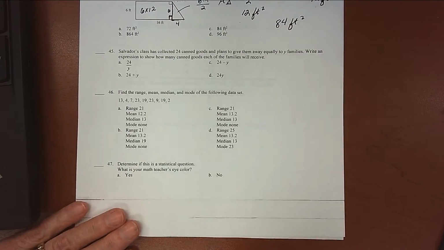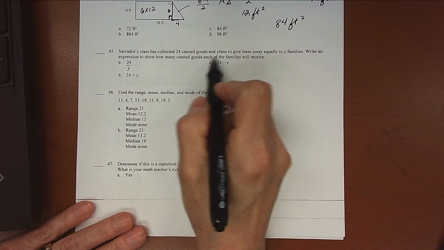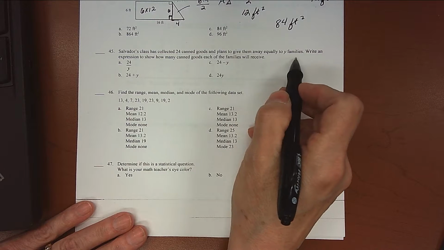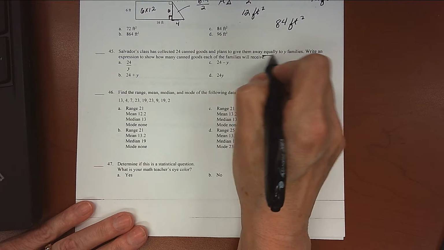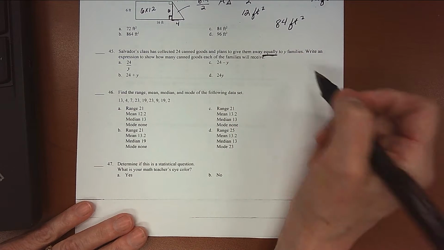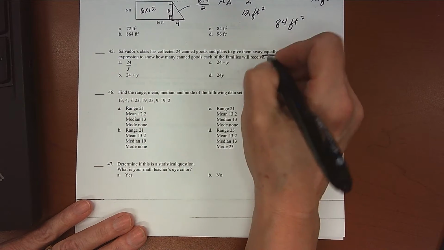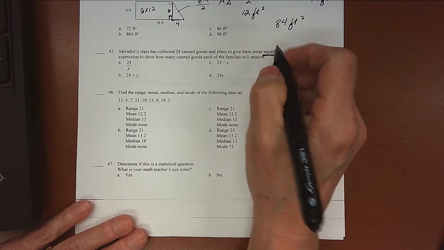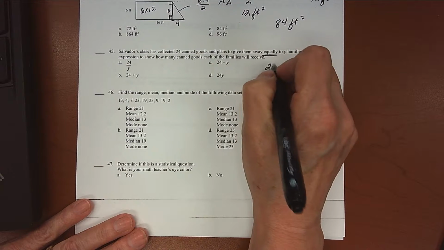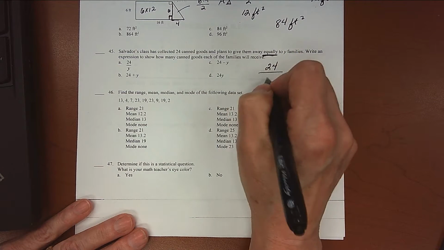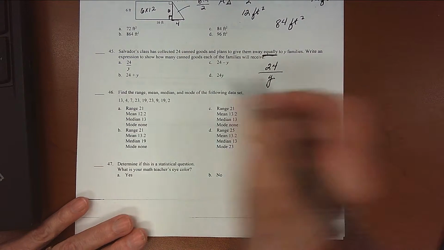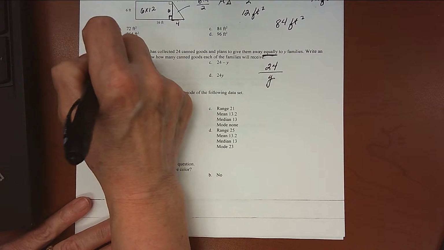Then we've got Salvador's class has collected 24 canned goods and plans to give them away equally to y families. Anytime you're dividing things up equally, you can think division. Write an expression to show how many canned goods each family will receive. Looks like they use the variable y, so we will use y. We're going to take our 24 cans and divide that by y families to find out how many each family will get. So that would be A.